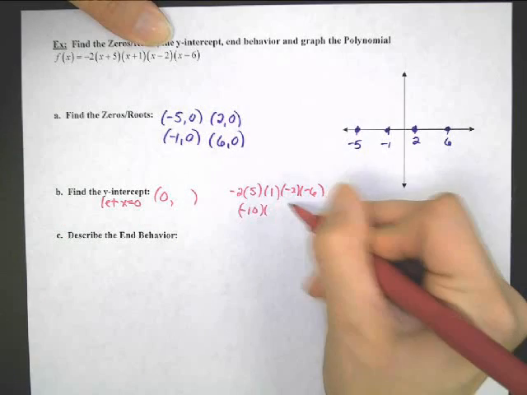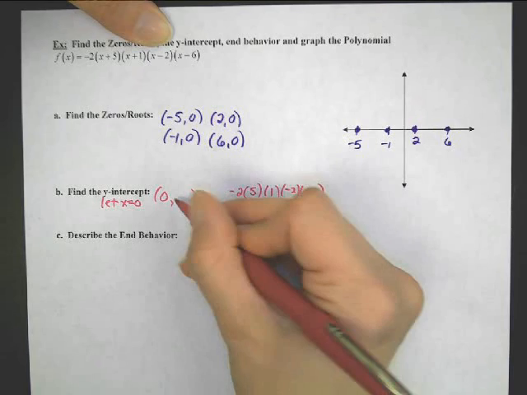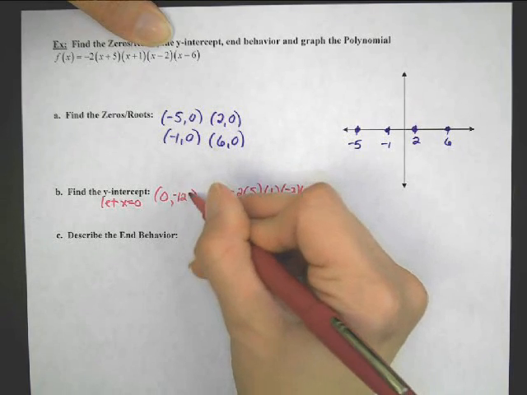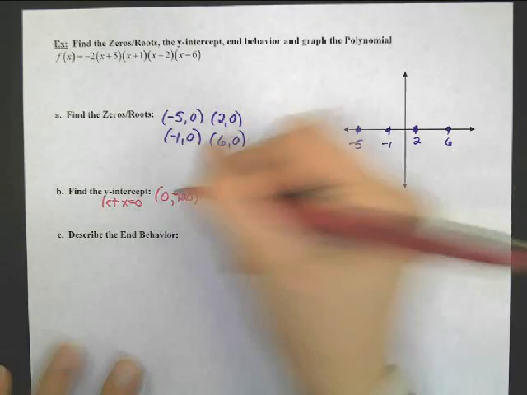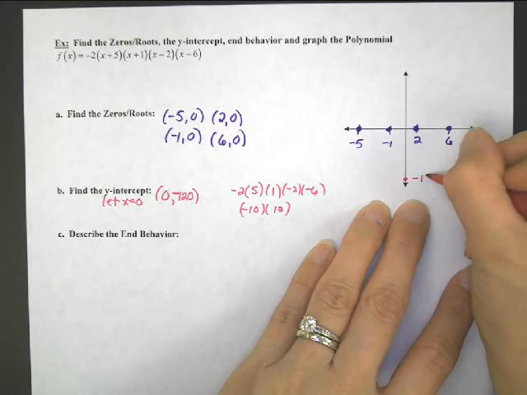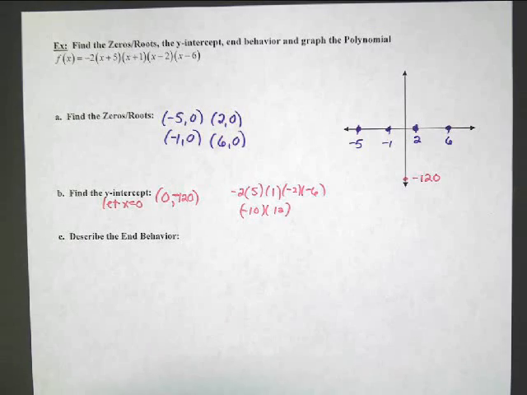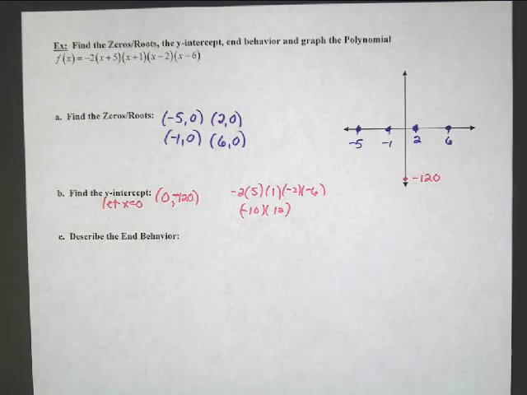-10 times 12, -120. So on the y-axis, we're going to go down to -120, maybe right there. Okay. Again, it's not to scale, or maybe my scale went by tens or something.